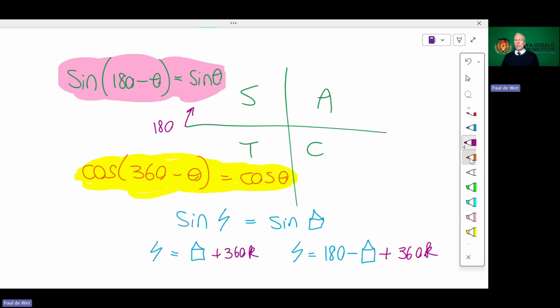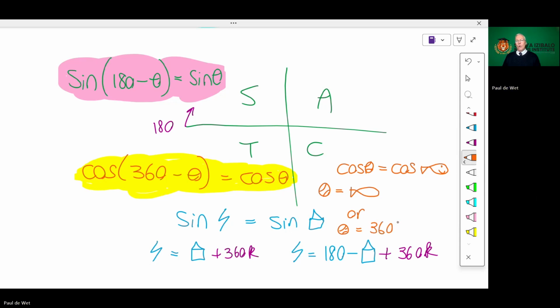If you end up with cos equal to cos, so for example cos of tennis ball is equal to cos of fish, then one possibility is that tennis ball equals fish. The other possibility is that tennis ball equals 360 minus fish, or in fact that fish equals 360 minus tennis ball. It doesn't matter which way you do that. And again, both of these can go plus 360k.